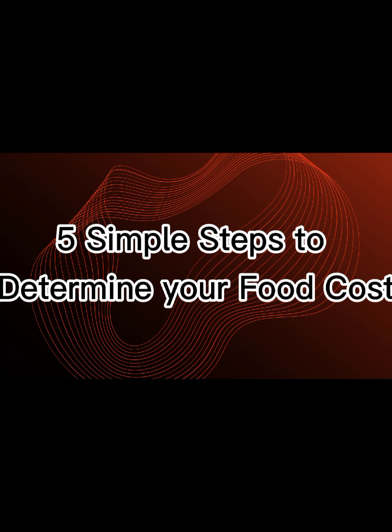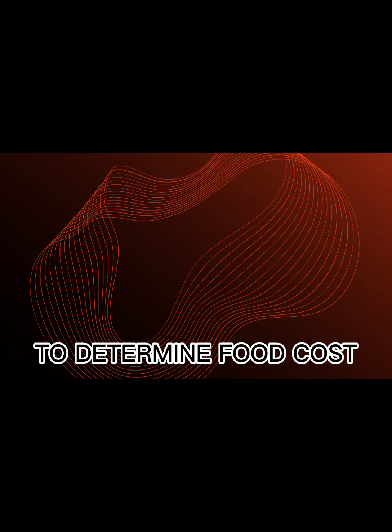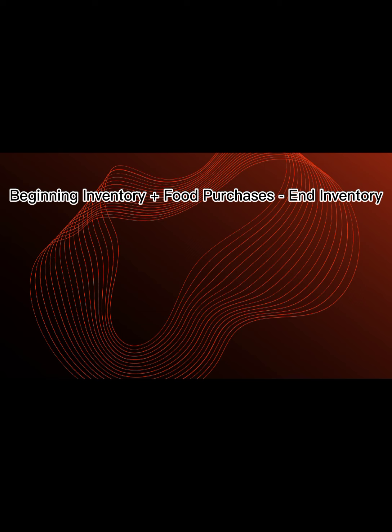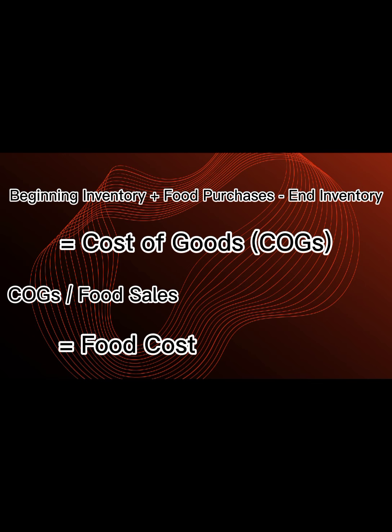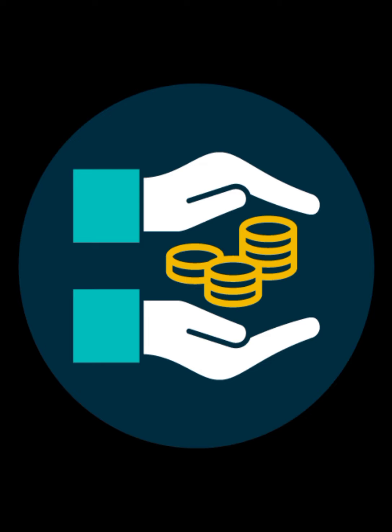So there you have it. 5 simple steps to determining your food cost. Here is the total formula again. Write it down so you always have it handy to determine food cost. Take your beginning inventory plus food purchases minus ending inventory, as that gives you your cost of goods sold. Now take your cost of goods sold and divide that number by your food sales. Apply the percent key. There you have it.